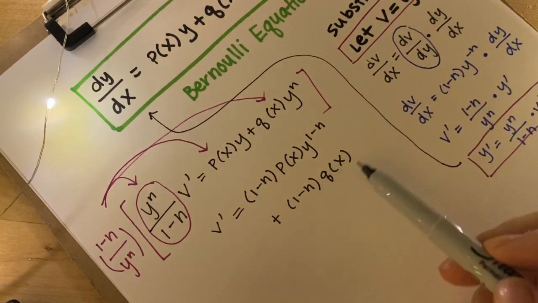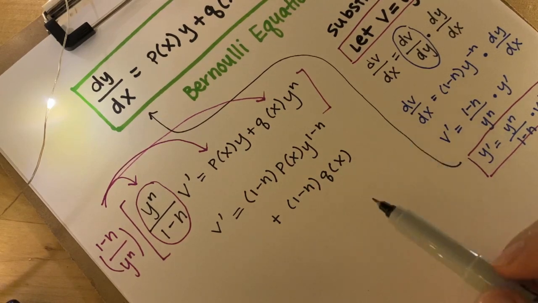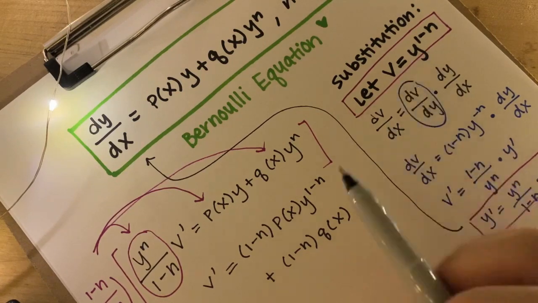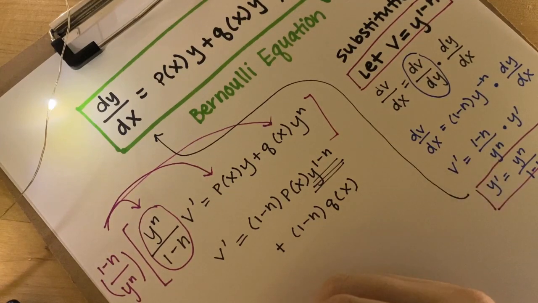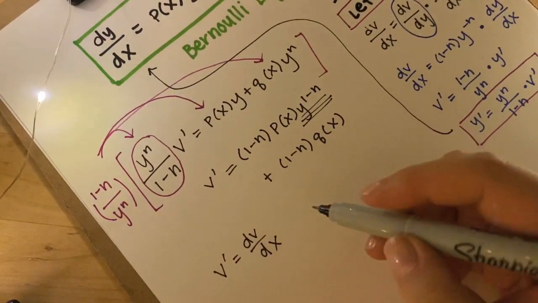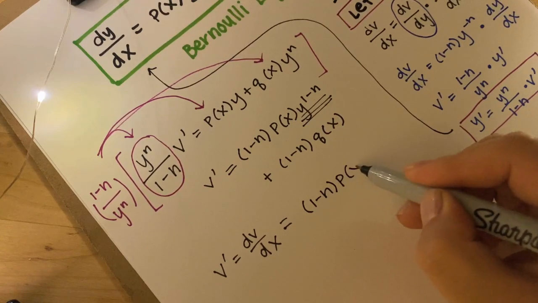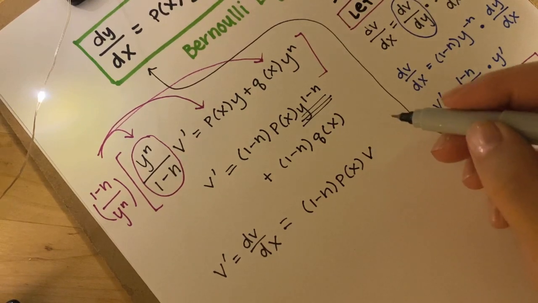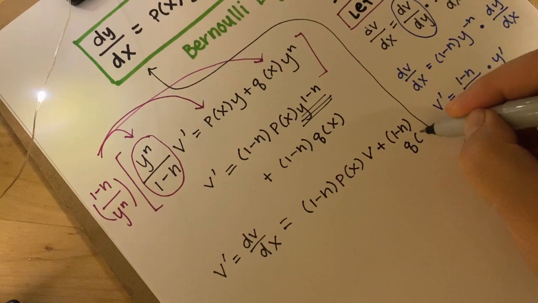Now this thing is just a number times a function of x, which is going to be a function of x as well. And then y to the 1 minus n is the substitution for v. So this piece is actually v. So in the end, we have v prime, which is dv dx, equals 1 minus n p of x, which is just a function of x, times v plus 1 minus n q of x.